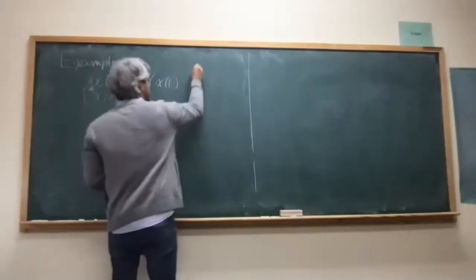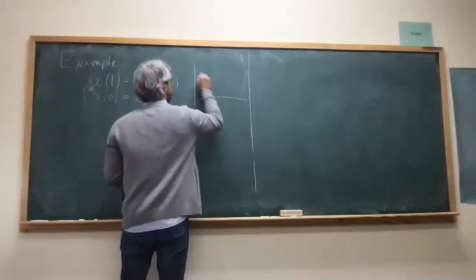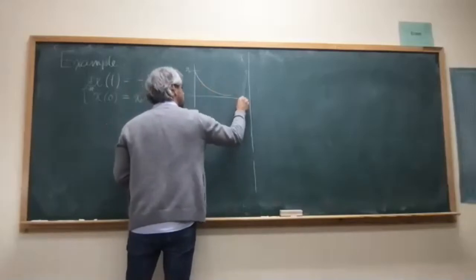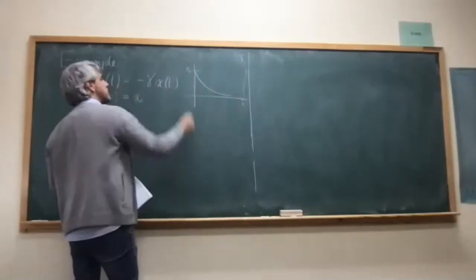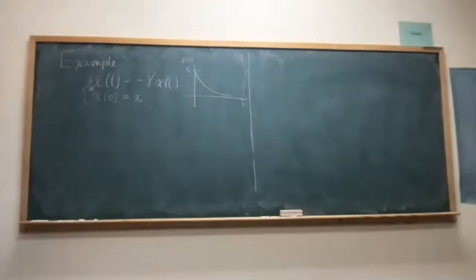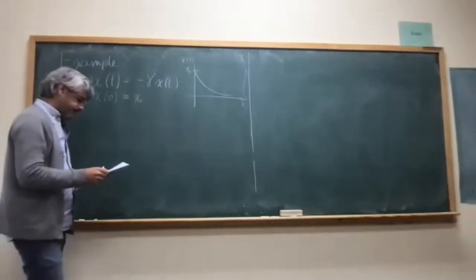The solution we know is something like this. If you start with x0, then you have this exponential relaxation in time. This is the solution for x, and the slope of this is minus gamma.